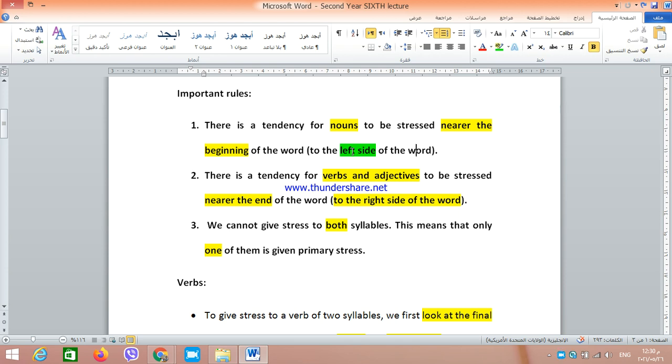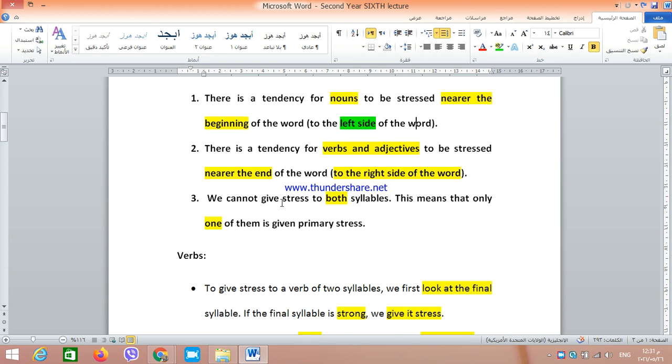Okay? The case is different when we talk about verbs and adjectives. This is the second rule. The tendency in verbs and adjectives is to be stressed near the end, not the beginning. So we start from the right side of the word. So nouns are stressed near the beginning, the first syllable. Verbs and adjectives are stressed near the end, the last syllable, that is, the second syllable when we talk about two-syllable words.